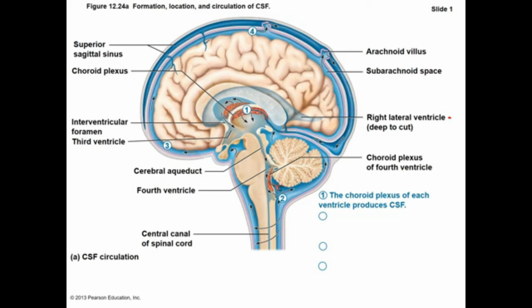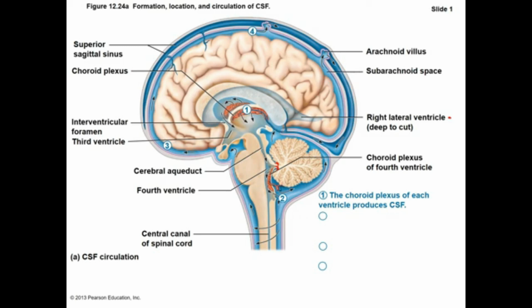The fourth ventricle is actually right here, about in this area right here. So it is actually sort of anterior to the cerebellum. And so the two lateral ventricles are the first two ventricles, then you have the third and the fourth one. There are choroid plexuses present in each ventricle, and they're going to produce CSF.